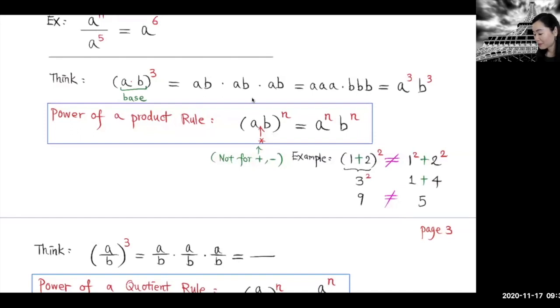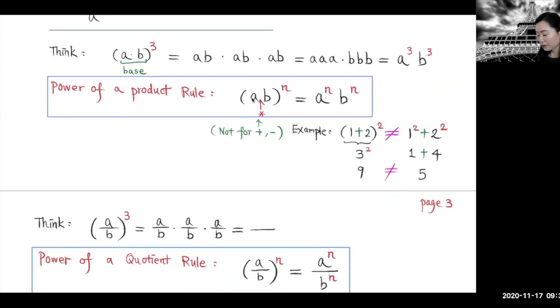If it is, then what happens? 1 plus 2 is 3. 3 squared is 9. Now 1 squared is 1, 2 squared is 4, 1 plus 4 is 5. 5 is certainly not equal to 9. So if you make that mistake, you're going to owe me some money. I can give you $5 and then you're going to give me $9, right? So only for multiplication in between can you apply this power to each factor.